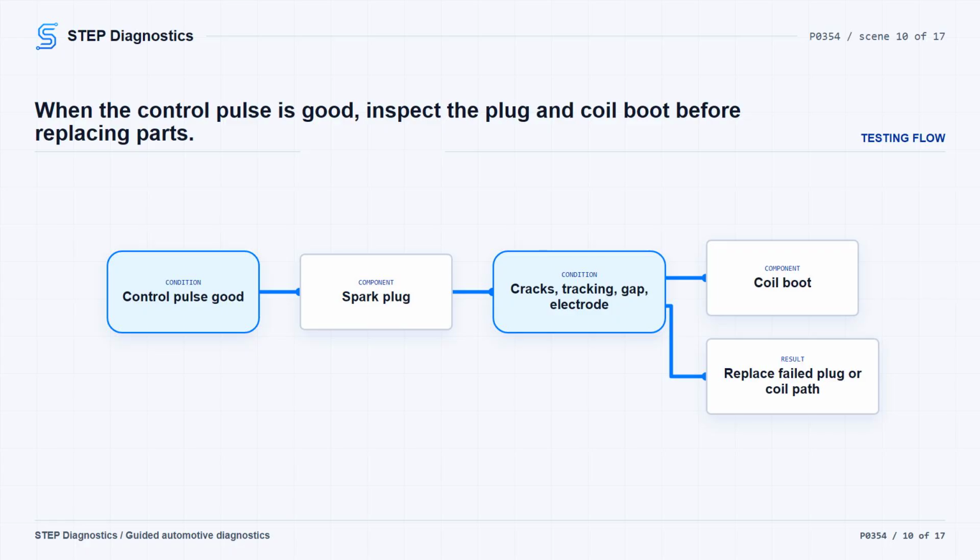If none of those spark plug conditions are present, replace the ignition coil and spark plug, then verify the repair and confirm the code stays gone.